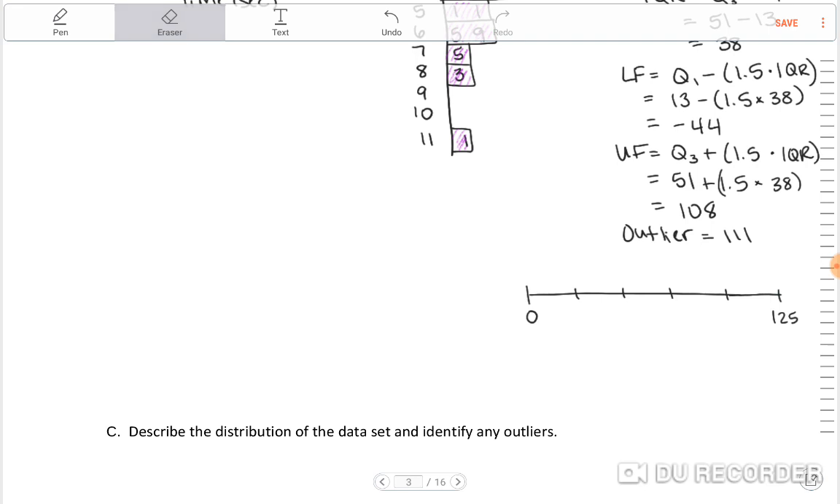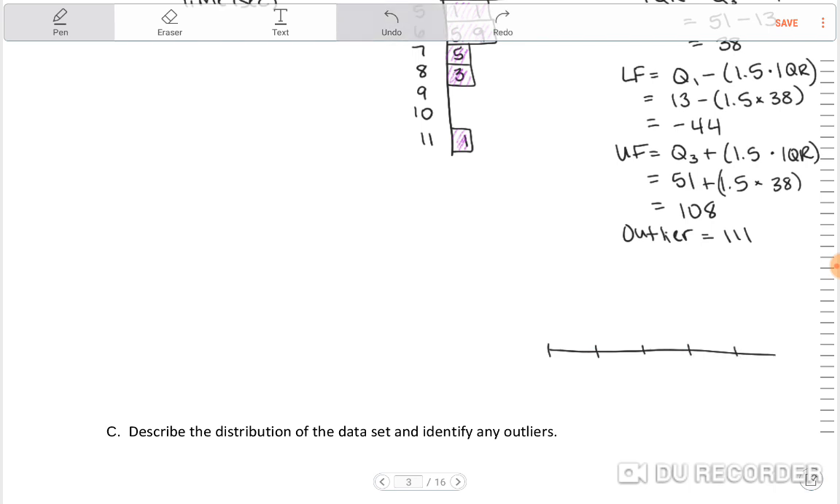Oh my gosh, guys. Okay, sorry. I need to have the box and whisker plot floating above. Let's do this. 25, 50, 75, 100, 125. There. Now I can do my box and whisker plot above.